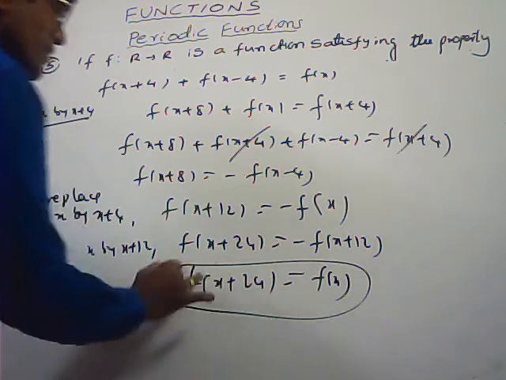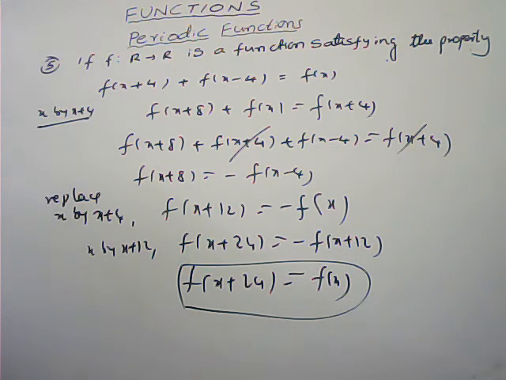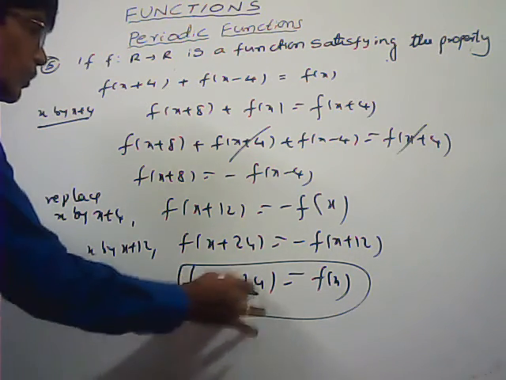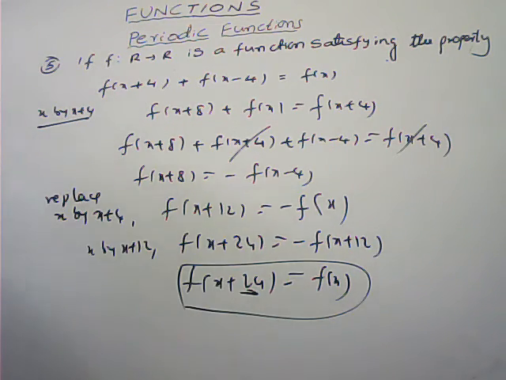Here also we will get the same type. Period of the function f of x is 24. Here only we can say, whenever we get f of x plus k is equal to minus f of x, period is equal to 2 times of this one. Next one.